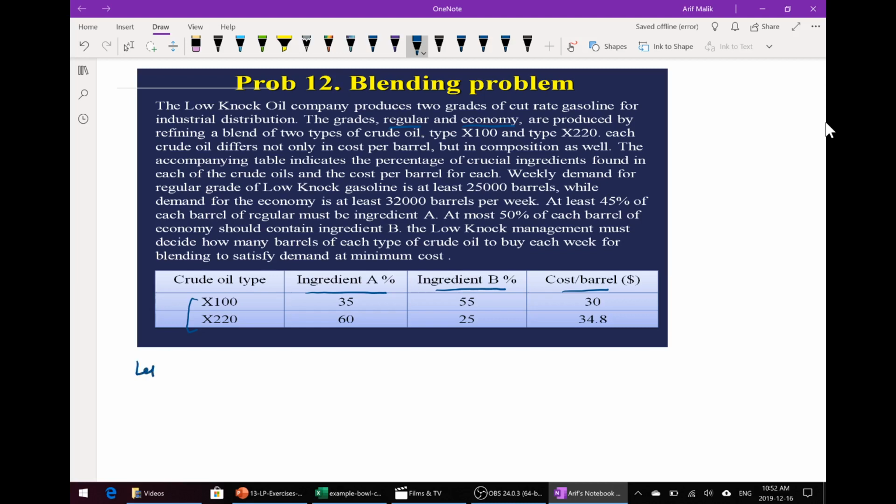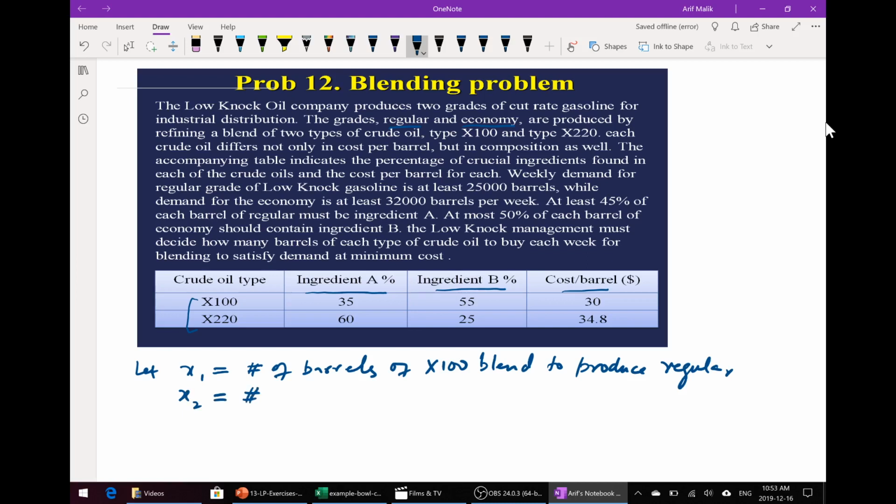So let's say X1 is equal to the number of barrels of X100 blended to produce regular, and X2 is equal to the number of barrels of X100 blended to produce economy.